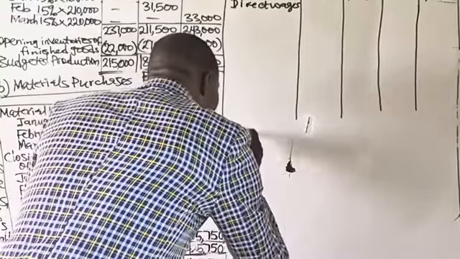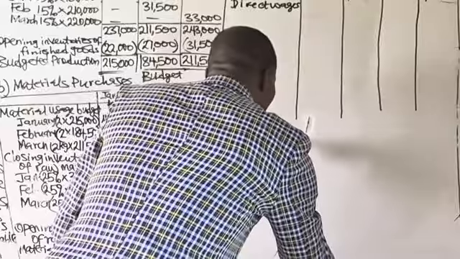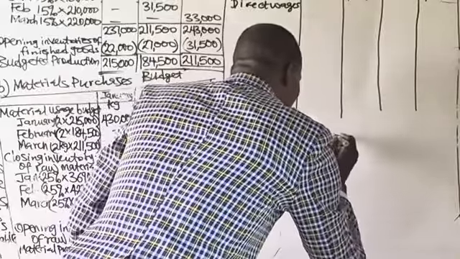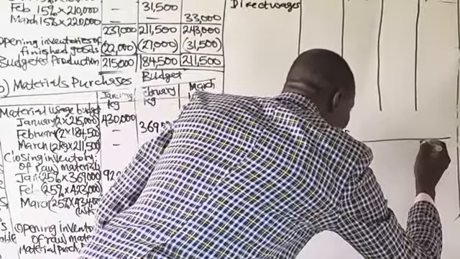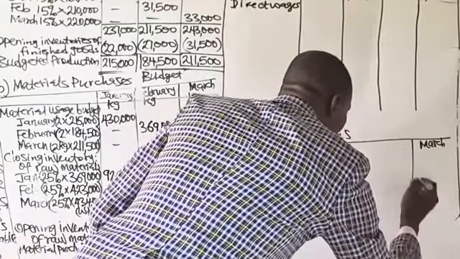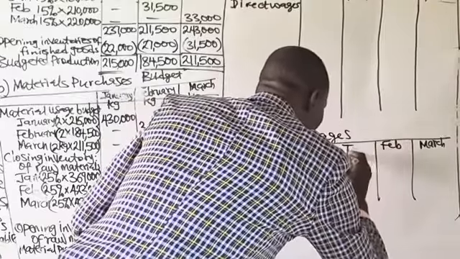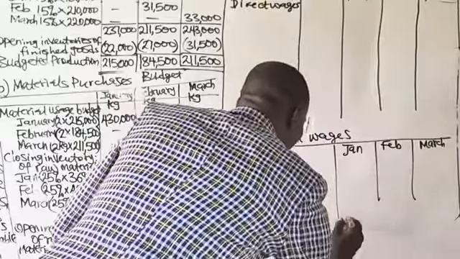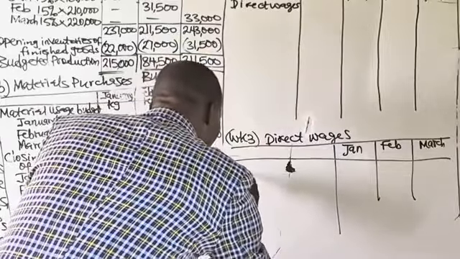Working number 3. Direct wages. We have 3 months: for the month of March, for February, for January. The budgeted production.